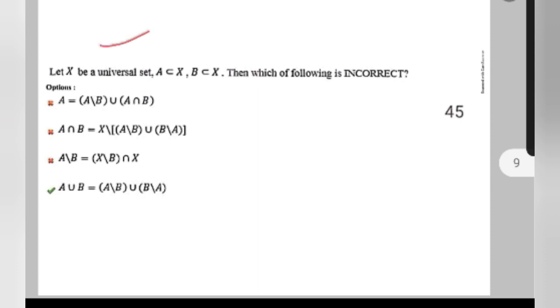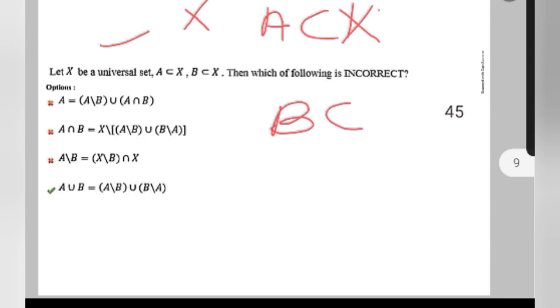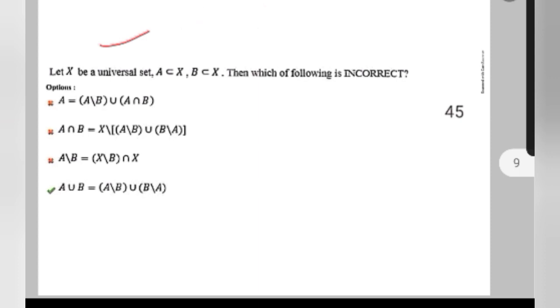Let X be a universal set. They have given you one set X which is a universal set, and another set A, which is a subset of X, and there is one more set B which is also a subset of X. I have to check which option is correct. For that I am going to consider one small example. With the help of an example you can conclude which of the following is correct. So I am going to take a universal set X and two subsets of it, and then I will check which option is correct.